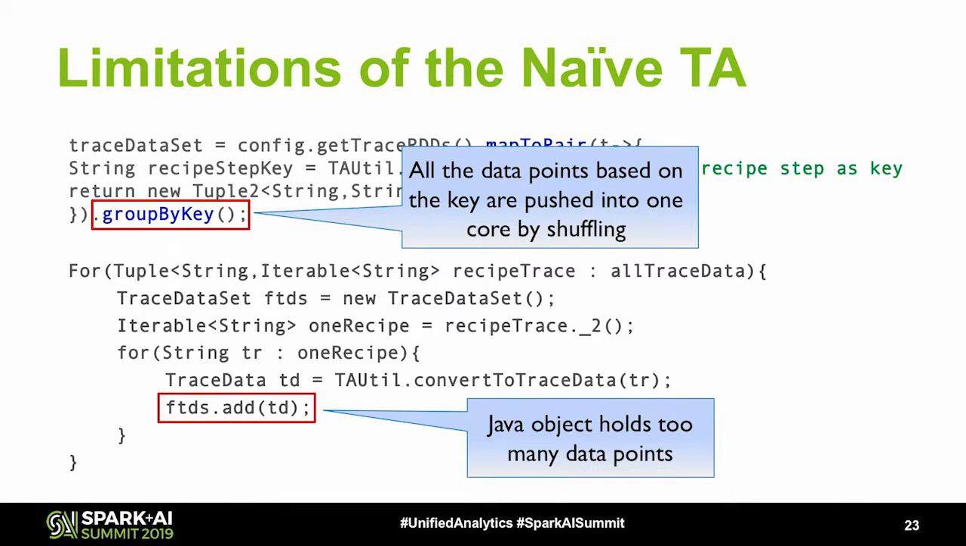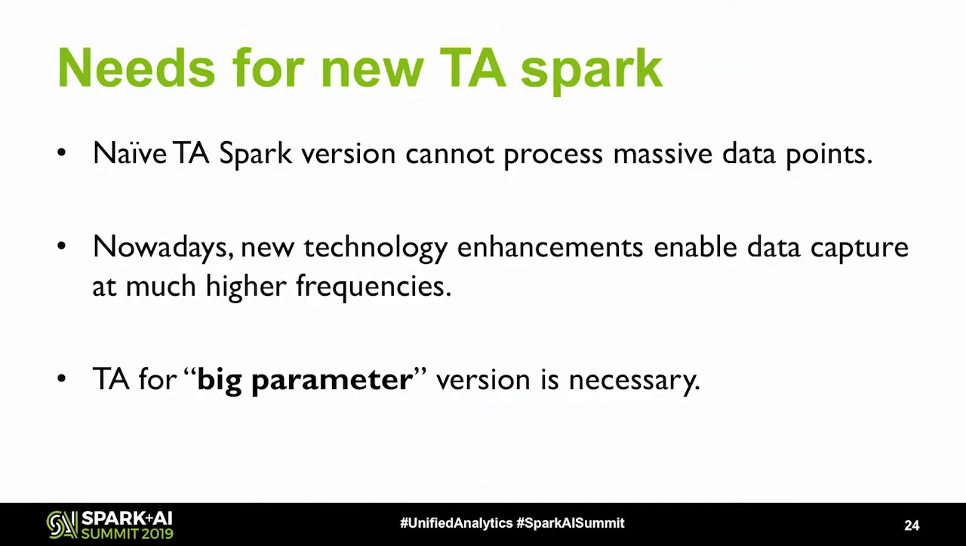So let's look at the code. When we execute the group by key, too many data points are pushed into a single core. In addition, to call the TA algorithm, we use the Java object to hold the data point. While adding the data point into the Java object, it exceeds the memory size of a single core. Therefore, we need a new Spark version.